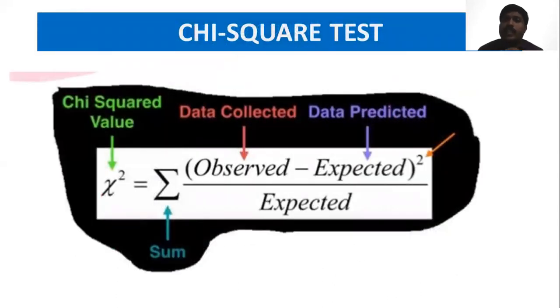The next one is the chi-square test. The chi-square test is calculated using the formula chi-square is equal to sigma of observed minus expected value, the whole square, divided by the expected value. Observed is calculated from the data collected, and expected is the tabulated value.